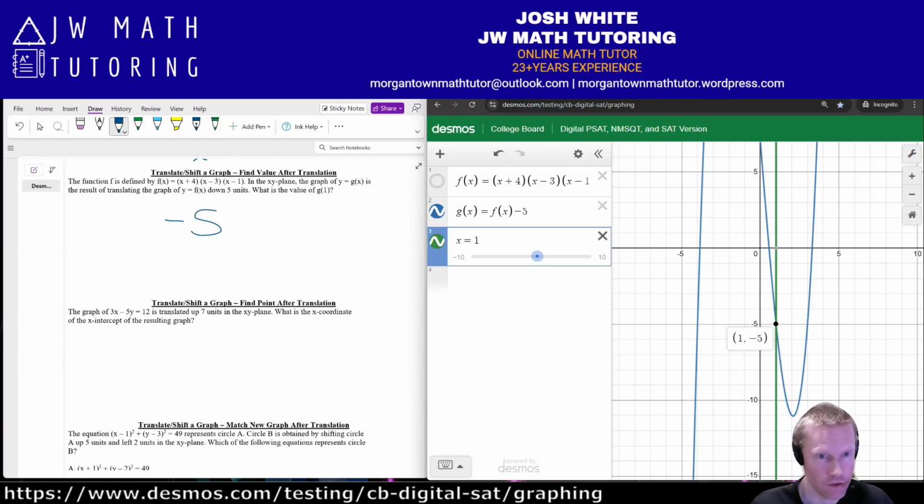But either way, the correct answer to this problem is -5. We can do that again. You see, you can do the entire thing in Desmos in basically under 20 seconds.